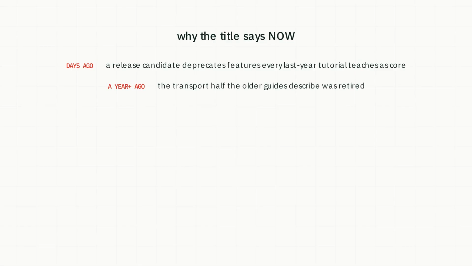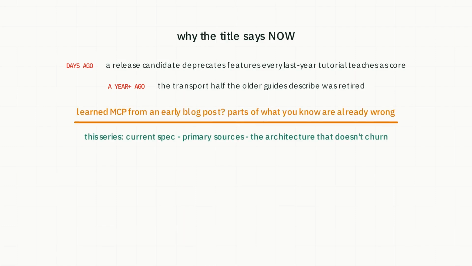Days ago, as I make this, a new specification release candidate landed that deprecates features every tutorial from last year teaches as core. The transport that half the older guides describe was retired over a year ago. If you learned MCP from a blog post written in the early days, parts of what you know are already wrong. This series is the corrective: current spec, primary sources, and the architecture underneath that doesn't churn.